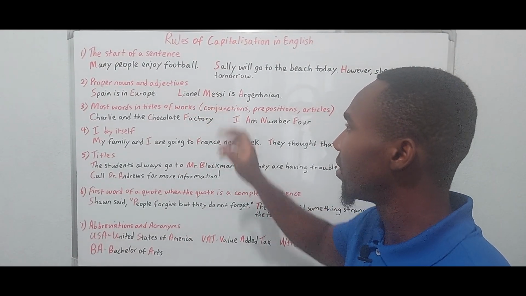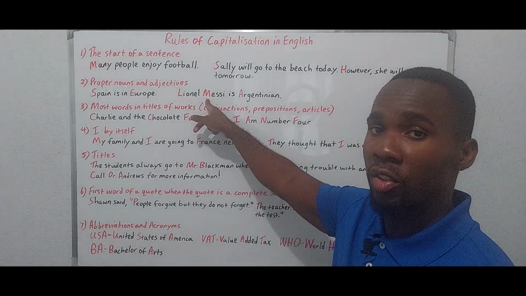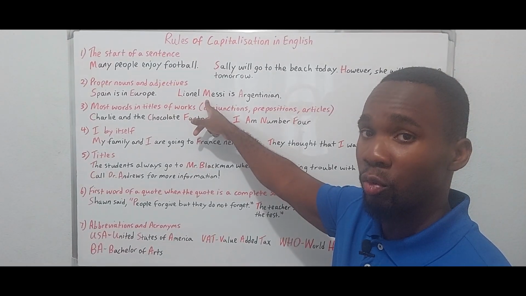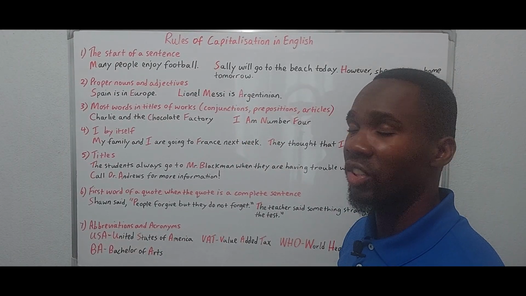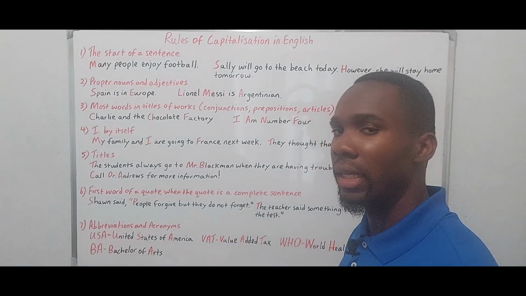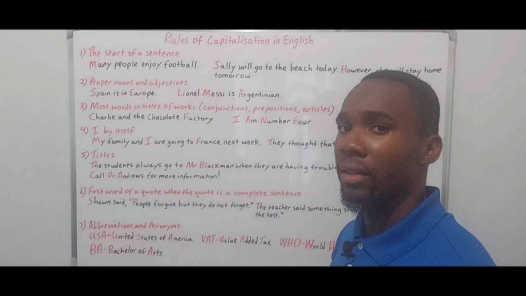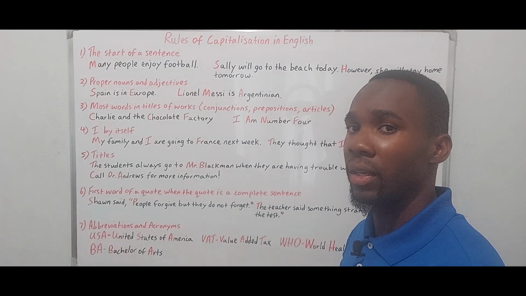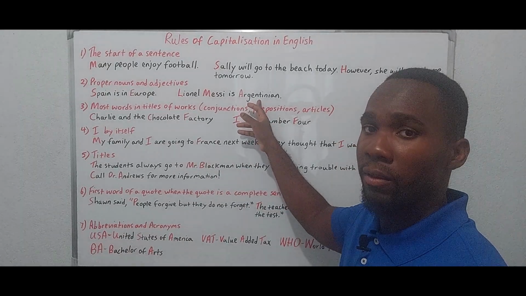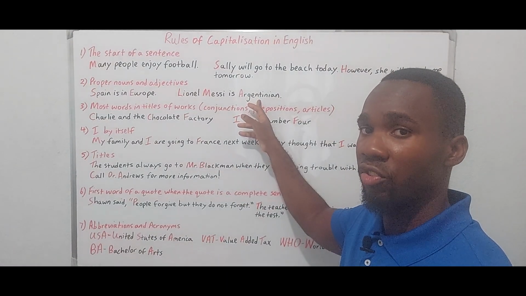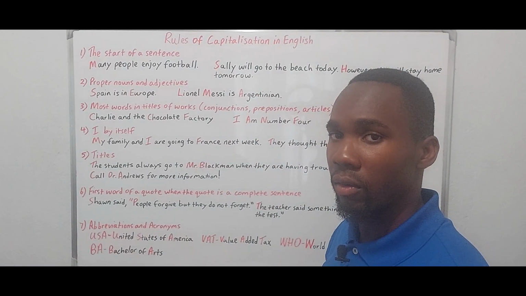Similarly, Lionel Messi is Argentinian. This is the name of a person, right? I'm sure most of you know who Lionel Messi is. And Argentinian. Now, Argentinian is not a noun, but it is an adjective. And a proper adjective is just going to be an adjective which is derived from a noun. So this would obviously be derived from Argentina, which is the name of the country. So the nationality has to be capitalized also, right?